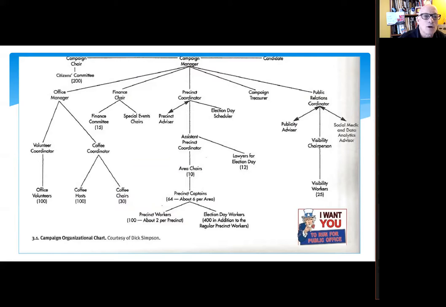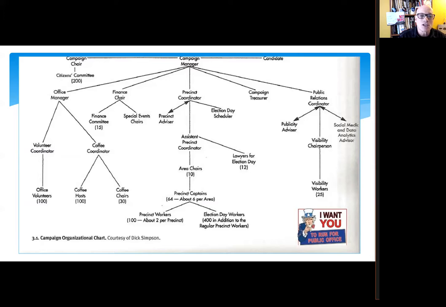This is an org chart. This has to do with a local campaign, but the kinds of jobs that you see here are what's needed. Sometimes one person, certainly in a small campaign, will hold more than one of these positions. But this is kind of what it looks like. And this comes out of a book by Professor Dick Simpson, and we'll show that to you in a moment.